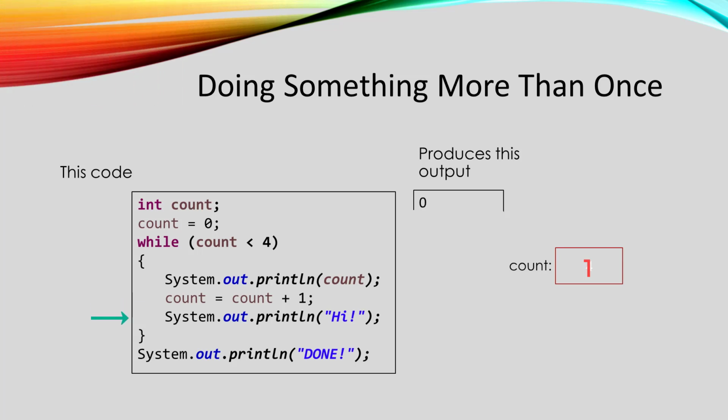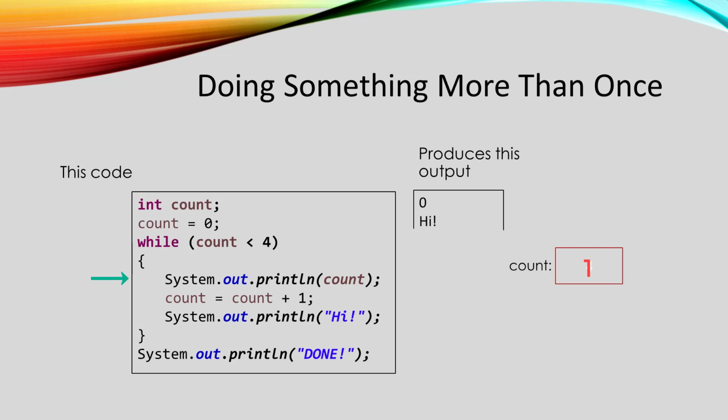This system.out.println is going to make us write out the string, hi with an exclamation point, because that is inside quotes in the parentheses. Now we've hit the bottom of the loop, so it goes back up to the while statement to start all over again. So when the loop starts again, it compares count to 4. Count is 1, that is still less than 4, so it goes and does the stuff inside the loop again.